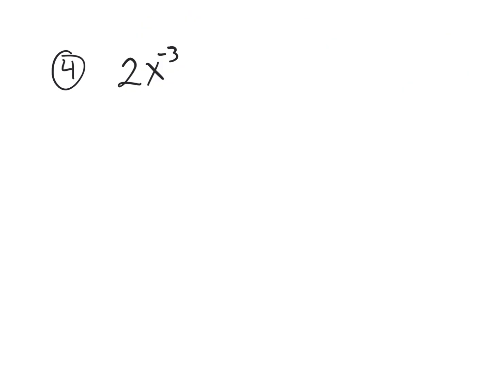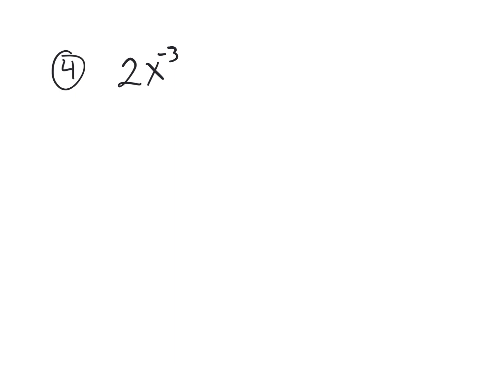How about this one? Copy this one down. We have 2x to the negative 3. It's one rule and one rule only. And that rule is, anybody? What rule are we going to apply here? And forget about the number. Just tell me what pops out at you. Rule 5. Okay, rule 5, which is what?